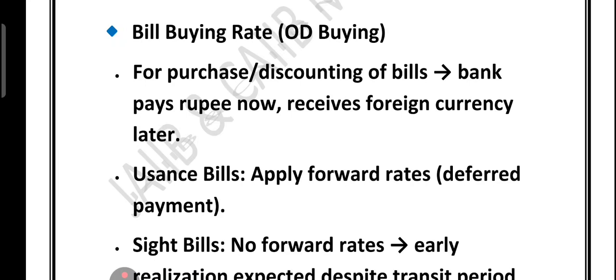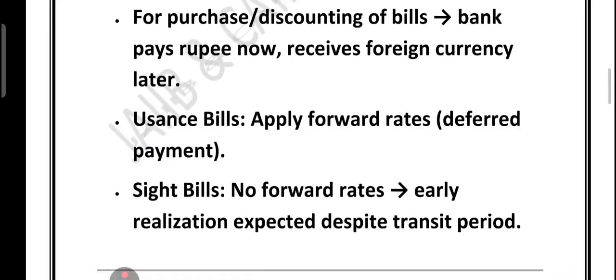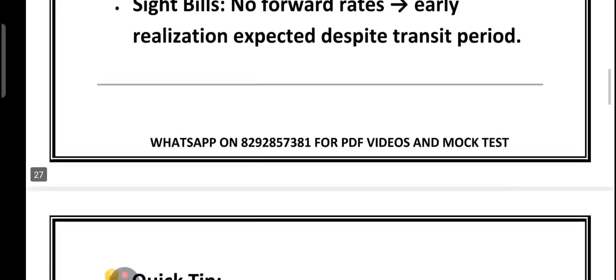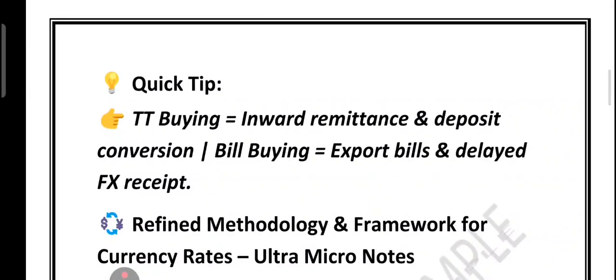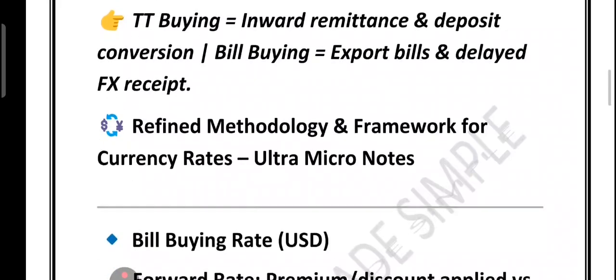That is called the discounting of bill. So for usance bill, you apply the forward rate, and for sight bill, no forward rate is there. We apply the spot rate, right? That is the point. So remember, TT buying is the rate for inward remittance and deposit conversion. Bill buying is the rate for export bill and delayed forex receipt. Now let's talk about the refined methodology, right?